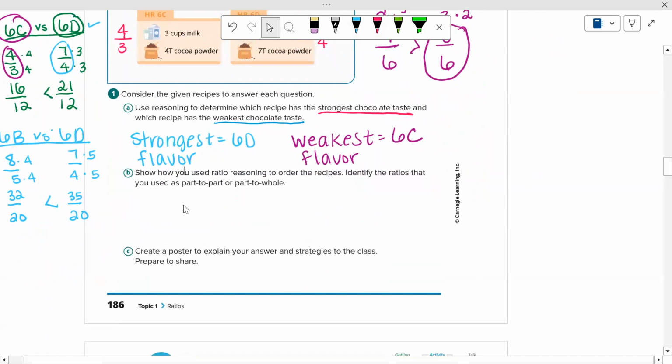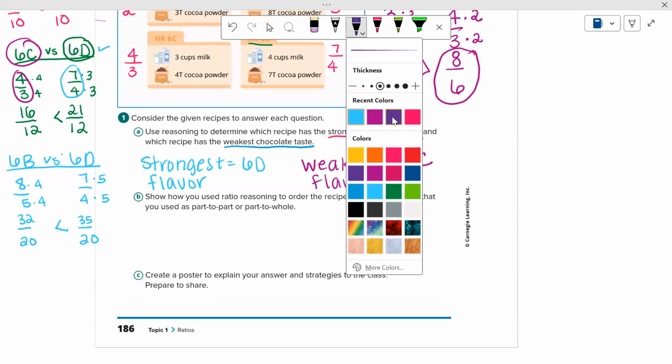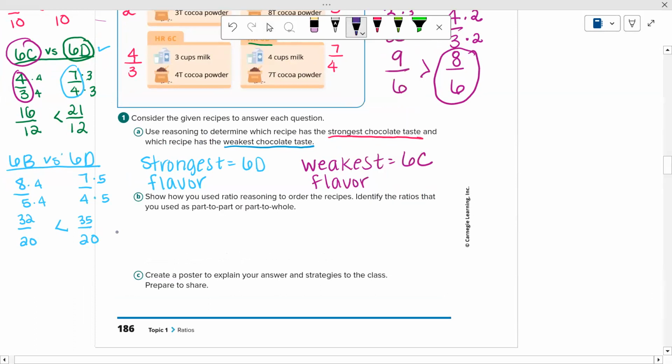So Part B says, show how you used ratio reasoning to order the recipes. Identify the ratios you used as part to part and part to whole. Okay, so let's put these in order from strongest to weakest. Well, we don't have to do that. We just need to say, how did we do this? How did we use ratio reasoning to do this? Well, we found common denominators.